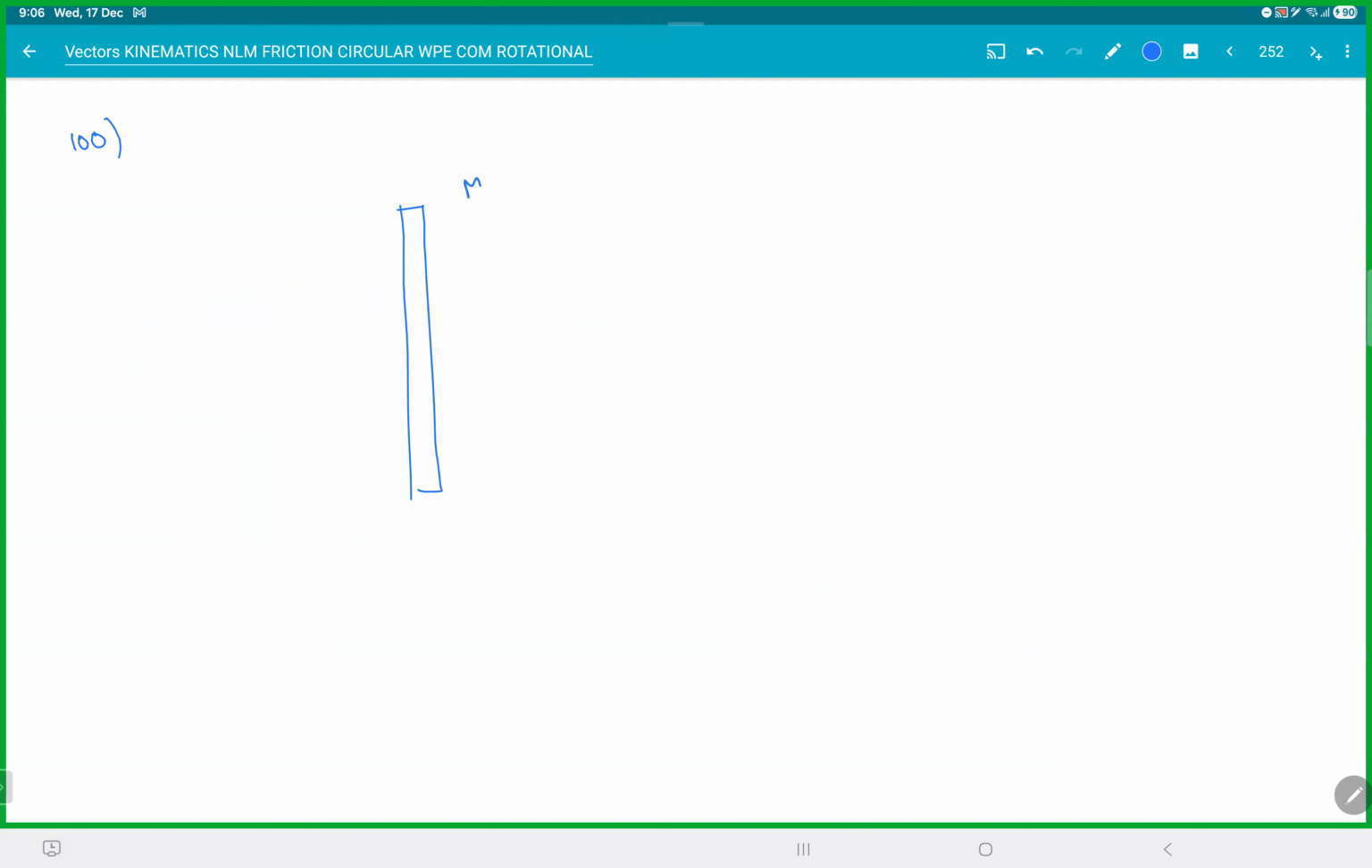We have a rod here, mass M, length L. Top view. We have a mass m going with speed u. It hits here at a distance of L by 4. E is equal to half. Find M by small m if the ball comes to rest after collision.